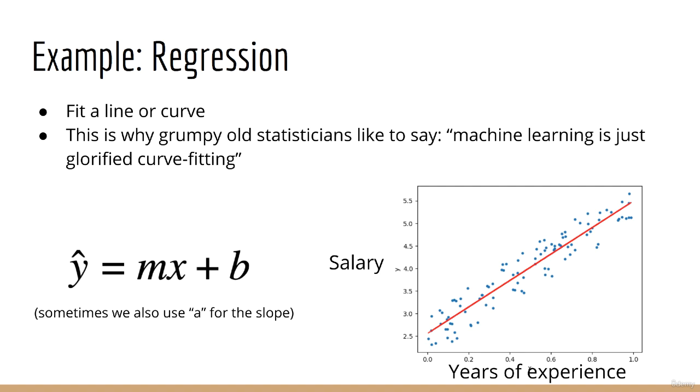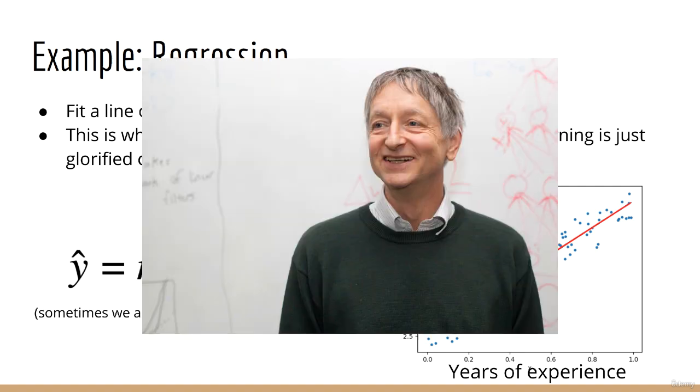Let's start with an example of regression. Regression basically means you're trying to fit a line or a curve. So right away you understand that this is geometry. Geometry is just lines, planes, curves, circles, and so forth. That's why you'll sometimes hear grumpy old statisticians say things like, machine learning is nothing but glorified curve fitting. By the way, if you are a grumpy old statistician, then you're probably going to be offended by everything we do. You can take this up with Geoffrey Hinton.